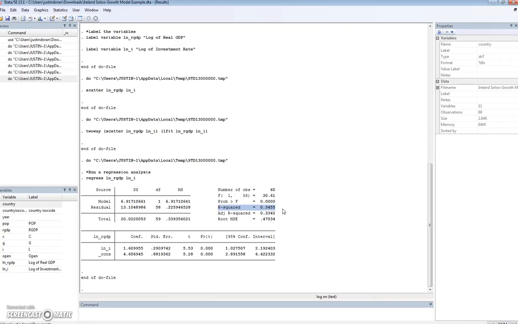34.55% of the variation in real GDP is explained by investment. So 34.55%. That leaves us with about 65% which is not explained, or error in our model. So the r-squared here is acceptable, it's quite okay.